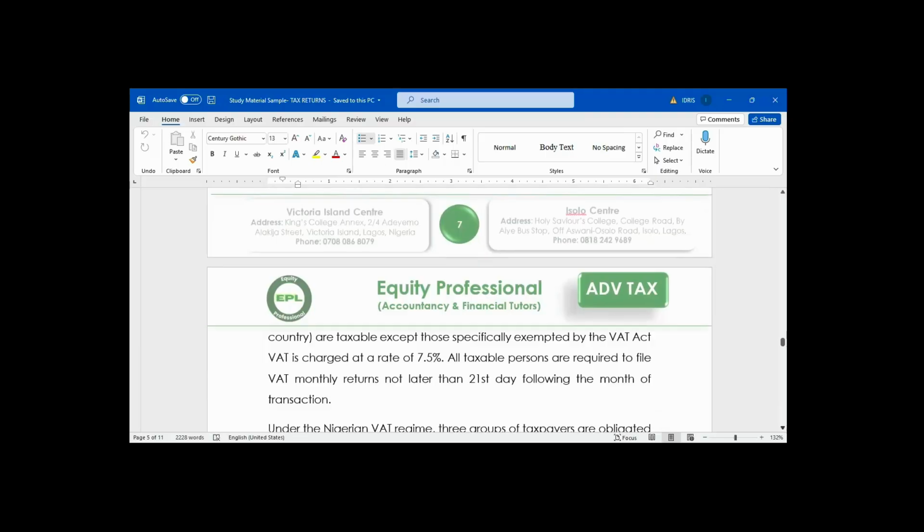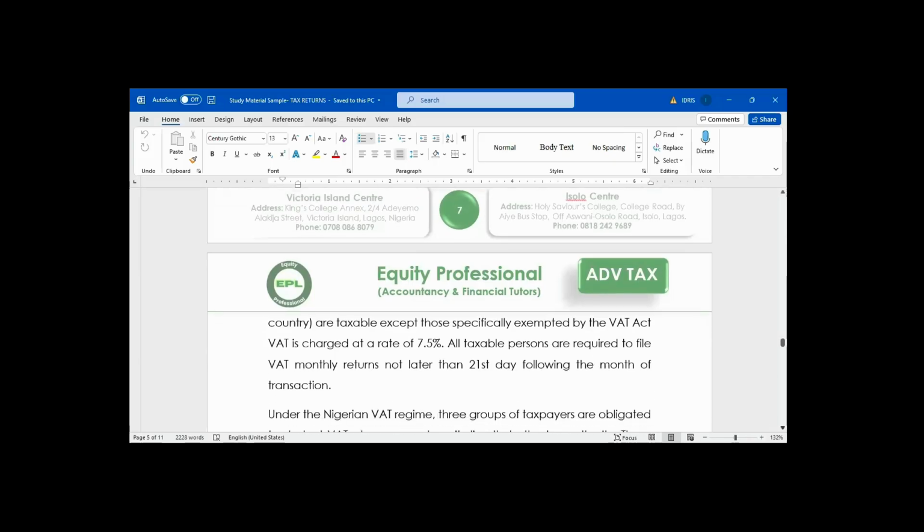You understand? So value added tax return must be filed on a monthly basis. Every month, you must file value added tax return. Now, what is the timeline for filing value-added tax return?